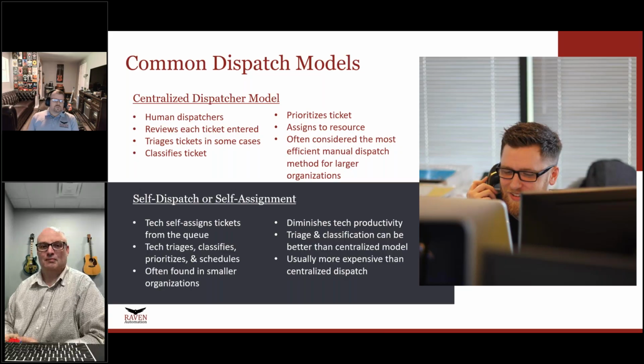For the longest time, this was widely considered the best practice for dispatching and was really the most efficient means of dispatching tickets, again, especially for those larger organizations where you really want to maximize the billable time for each one of your technical resources.